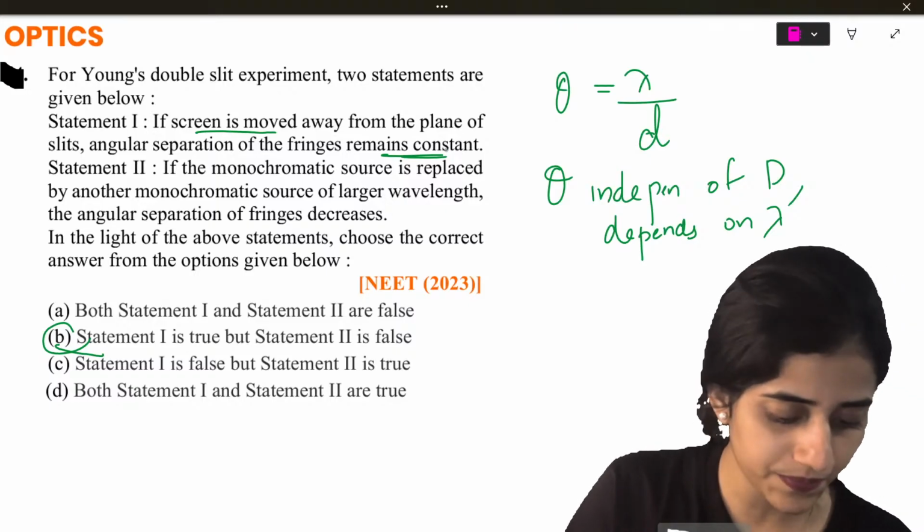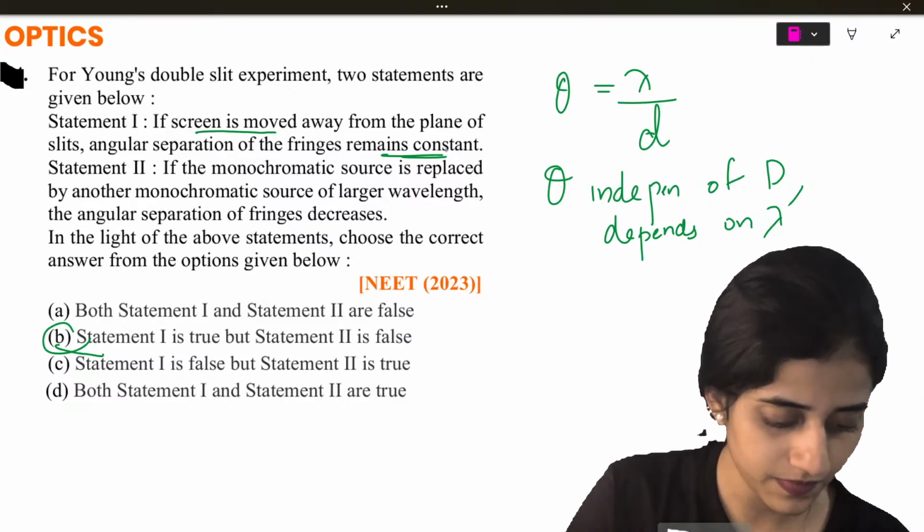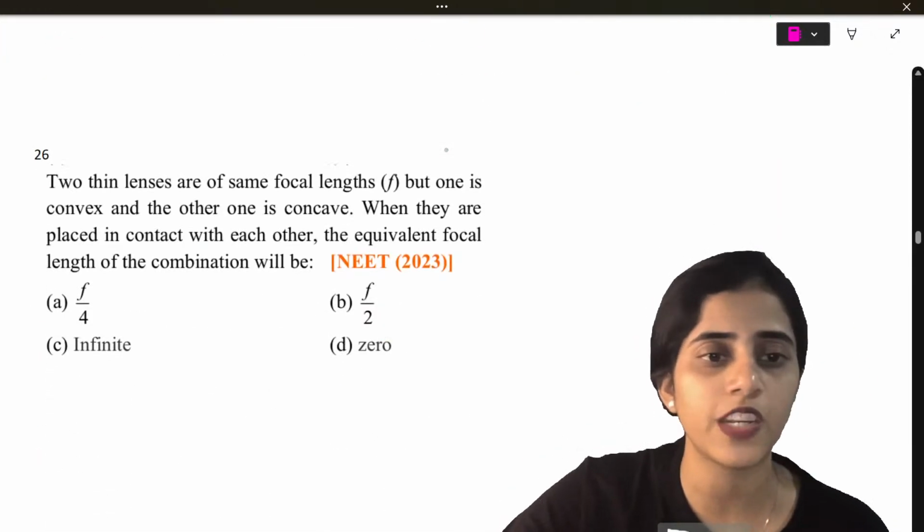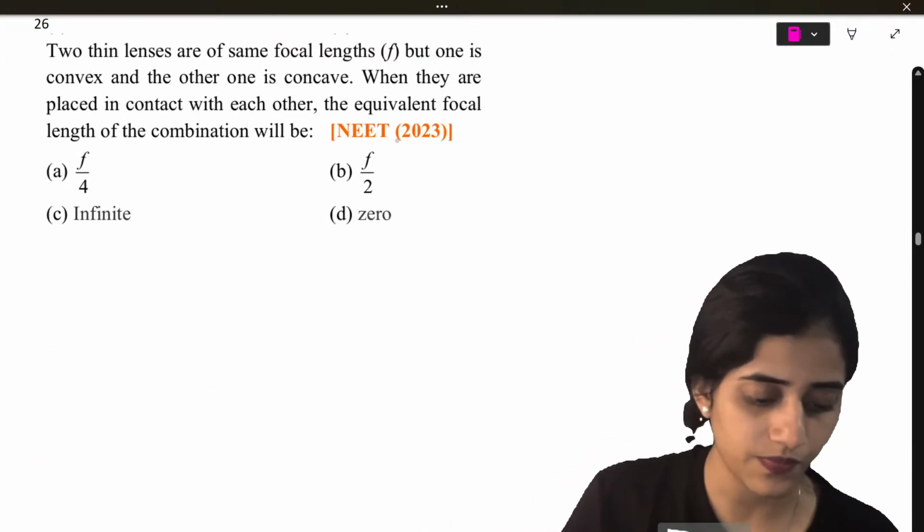Anybody getting D? Okay, very good. Next question.